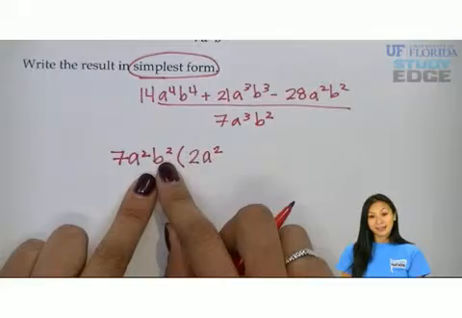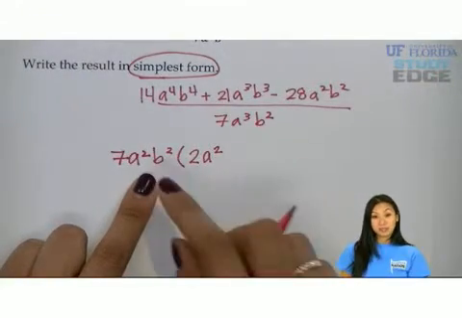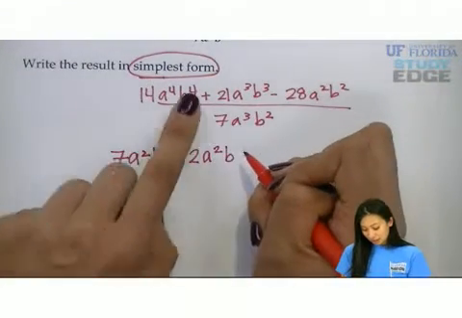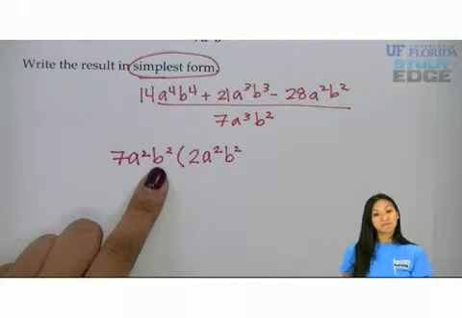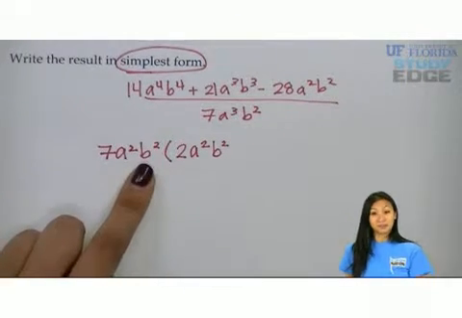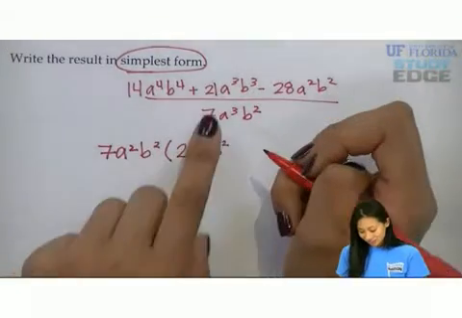Same here. I have b to the 4th. I took out the common factor of b squared. How many are left? 4 minus 2. I have 2 left over inside the parentheses. All right, that's my first term. All done. Let's do the next one.